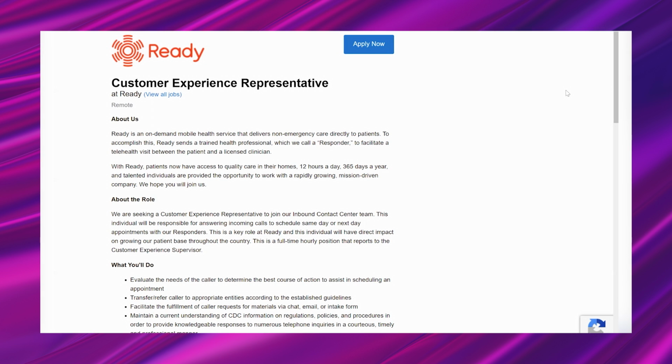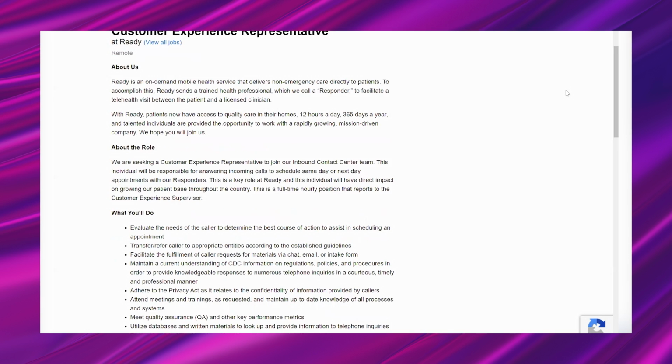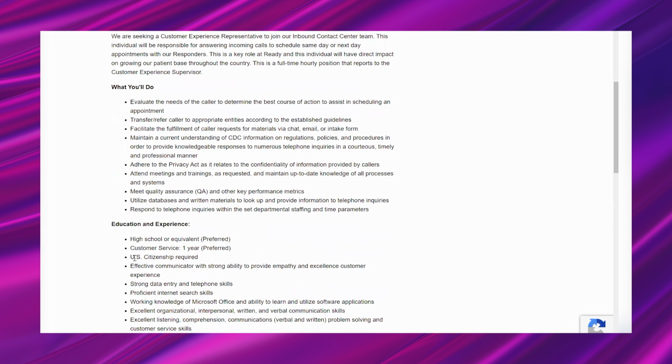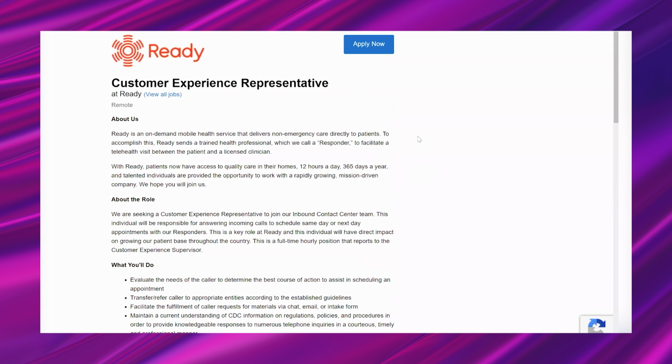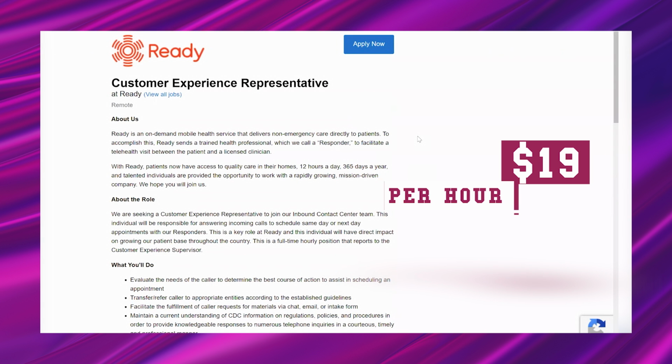So getting into this lead, this is for their customer experience representative position. It is available to those who have U.S. citizenship. So they don't mention you have to live in the U.S., but you do have to be a U.S. citizen. So most likely you need to be U.S. based, but I'm just going off of what they say in the lead. That's all I can tell you. And this position is going to pay $19 per hour.